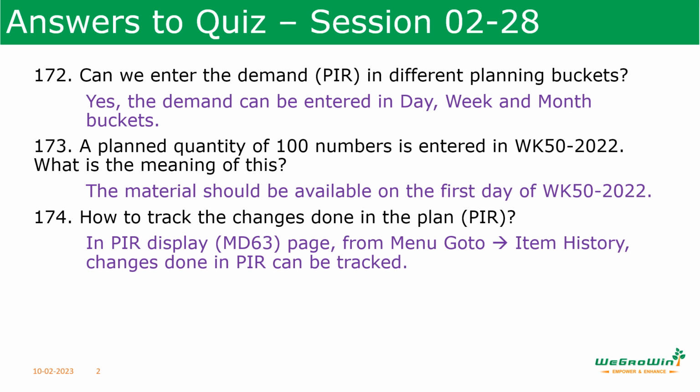How to track the changes done in the plan? In the MD63 page where you can display, you can go to the menu, go to and select the item. First we have to select the item, then go to the menu, go to item history, and then we can see what changes were done in the PAR. So we can see who changed, when changed, from which value to which value, all those details.